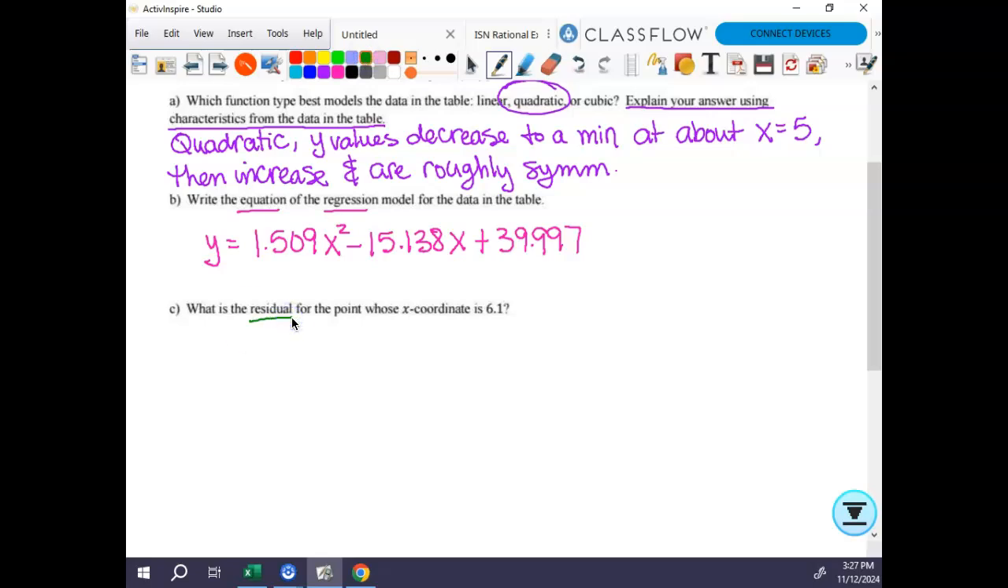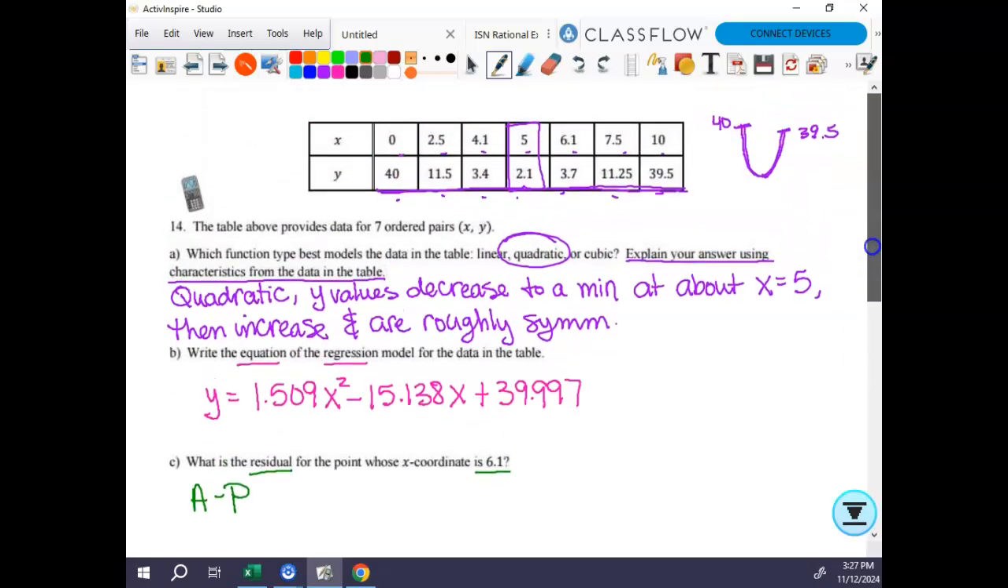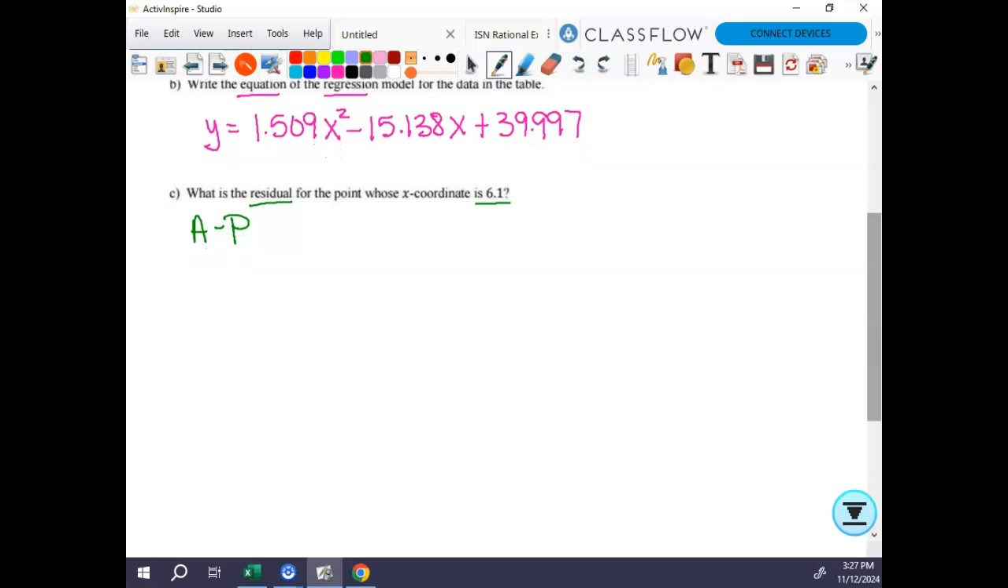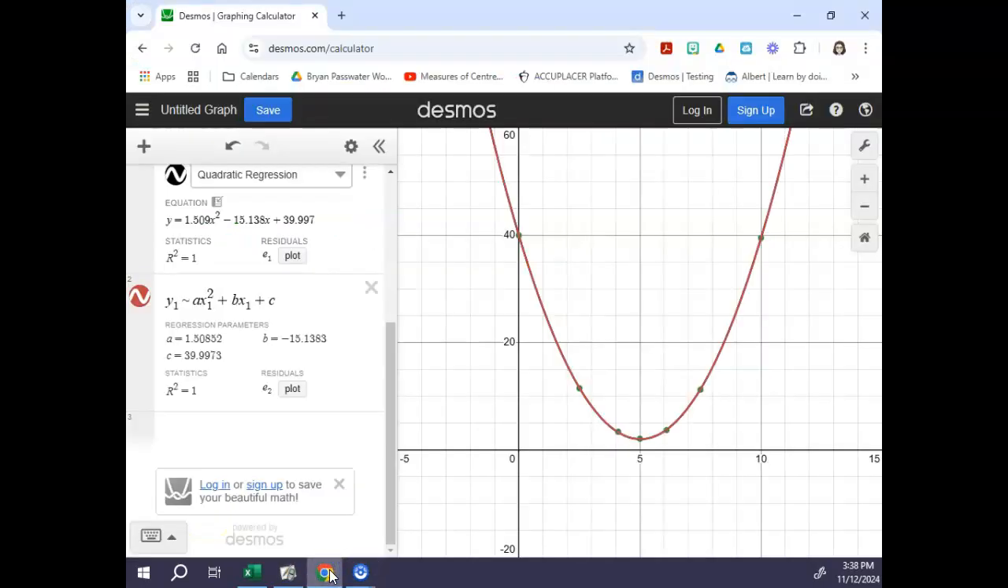Okay, so residual, remember, you were in an AP class. It is the actual minus the predicted value. Okay, so the actual value comes from the table, and it says x coordinate is 6.1. So if my x coordinate is 6.1, then 3.7 is the actual data that we have. So we're going to have 3.7 minus, and then we're going to look over here.